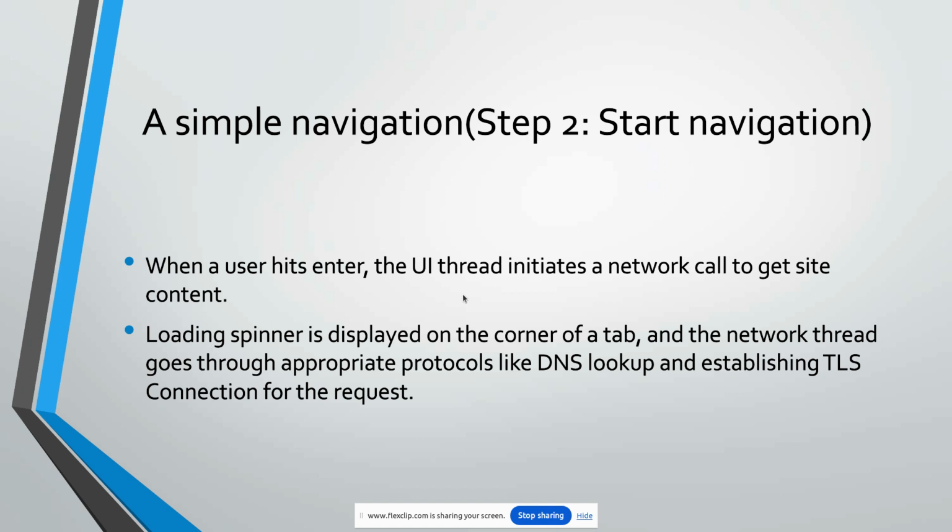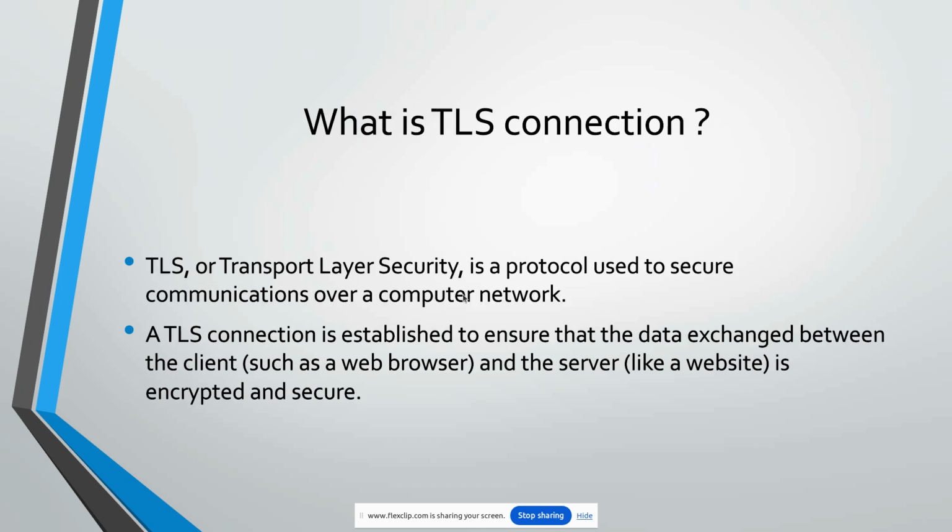A loading spinner is displayed on the corner of the tab, and another thread goes through protocols like DNS lookup and establishing a TLS connection for the request. So what are DNS lookup and TLS connection? First, let's look at the TLS connection. TLS is short for Transport Layer Security. It is a protocol used to secure communication over a network. An example of TLS is HTTPS. HTTPS uses TLS to ensure that the client and server communication is encrypted and secure.